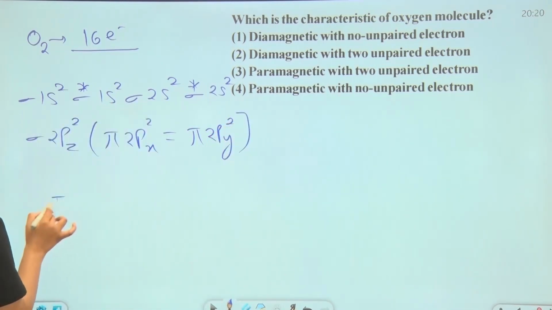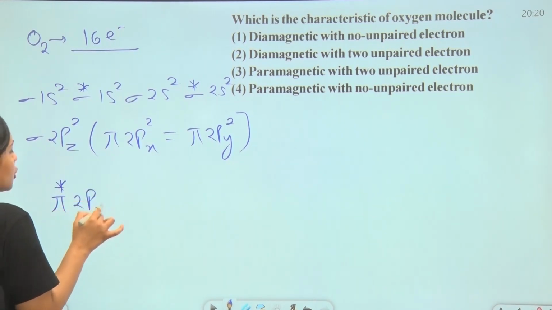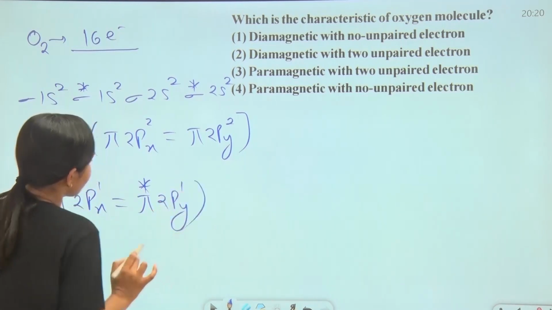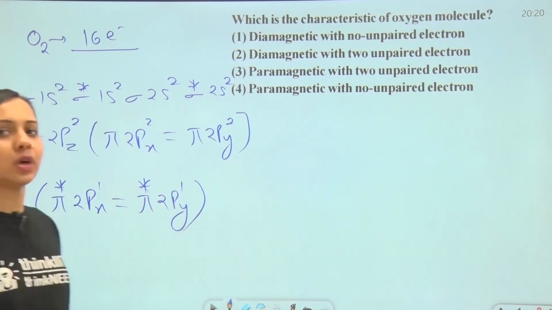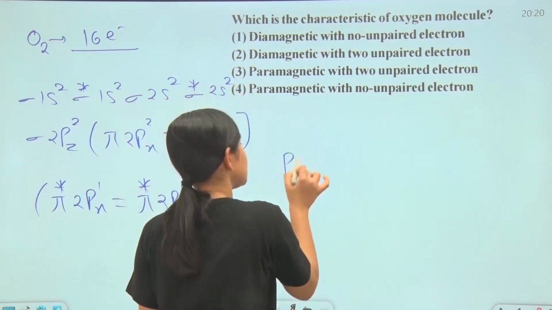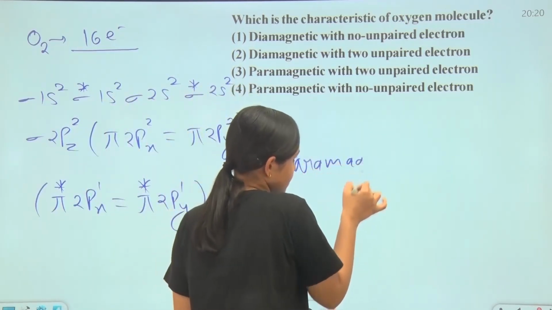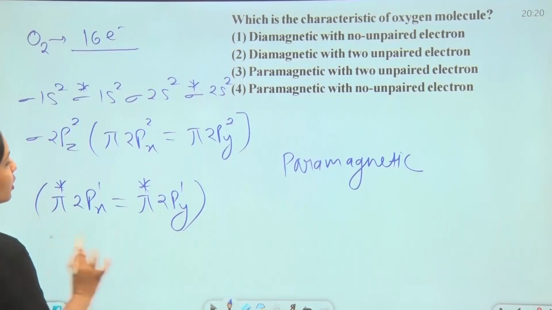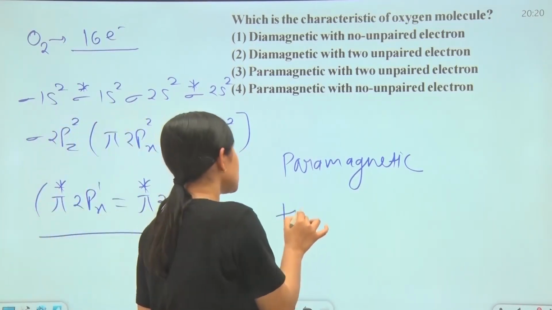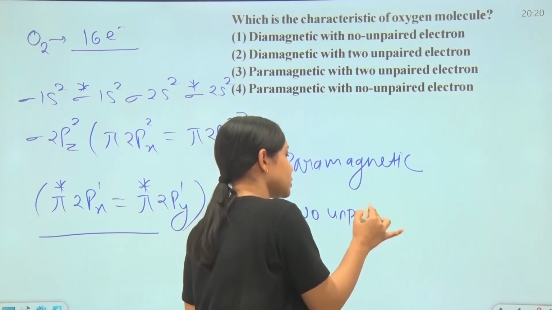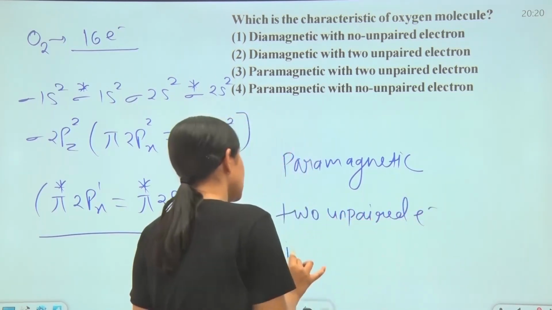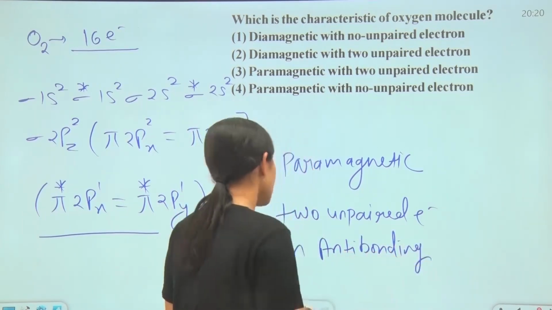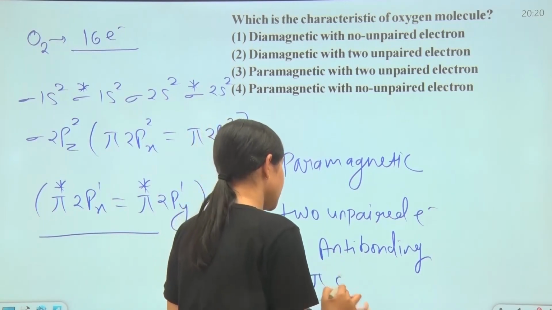Then here pi star 2px1 equal to pi star 2py1. This is the electronic configuration of the oxygen molecule. You can see that the oxygen molecule shows paramagnetic behavior. It shows paramagnetic behavior because it has two unpaired electrons in the anti-bonding pi molecular orbitals.